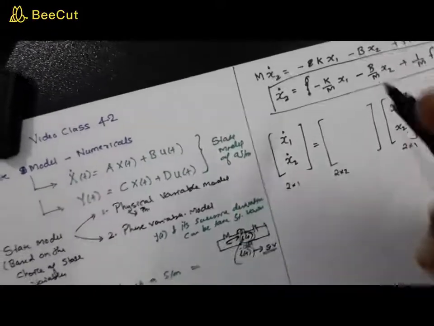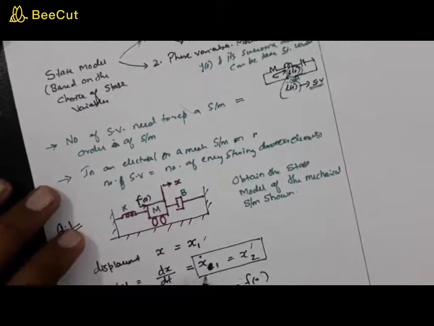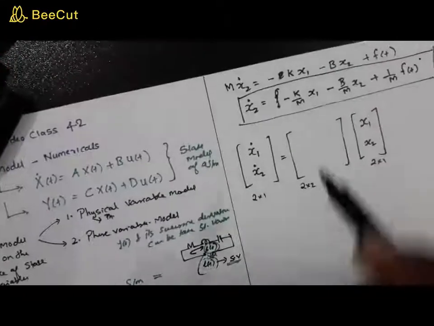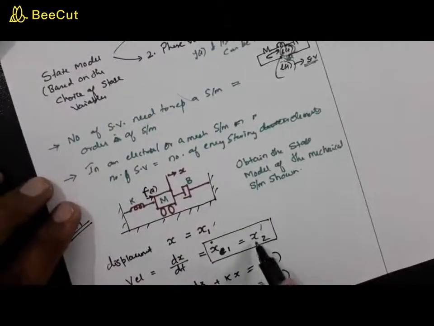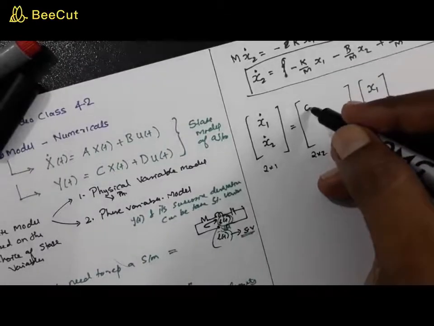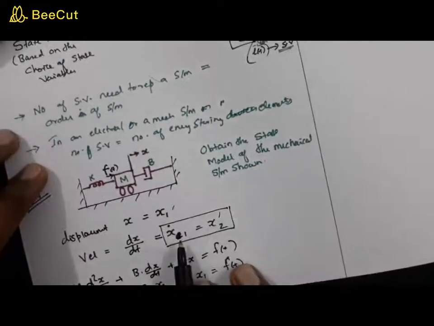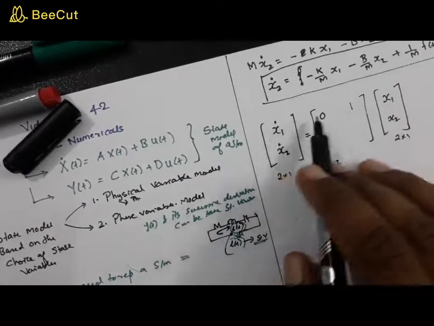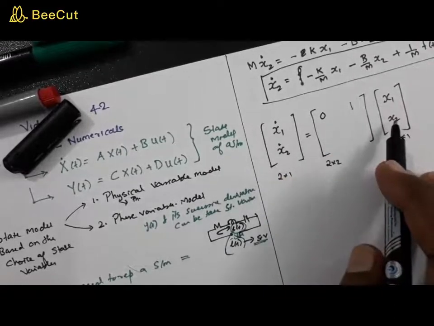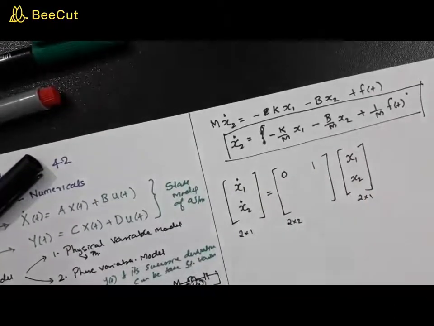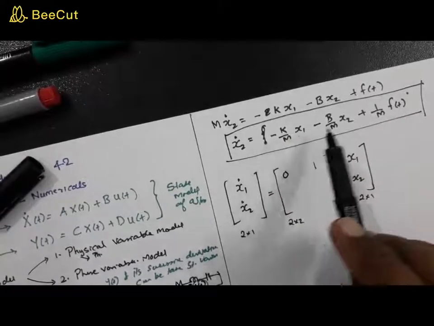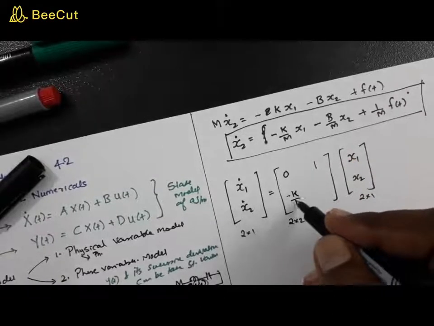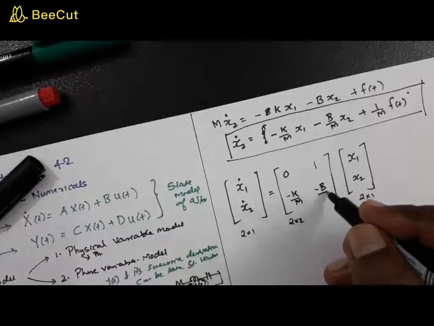Okay, so let us try to write the equation. Look, x1 dot is equal to x2. So there is no x1 or the input part, so this part will be 0. That is writing this equation: x1 dot is equal to x2, right? So look at this, x1 dot is equal to 0 into x1 plus x2. Now coming to this part, this will be minus k by m, and this is minus b by m.